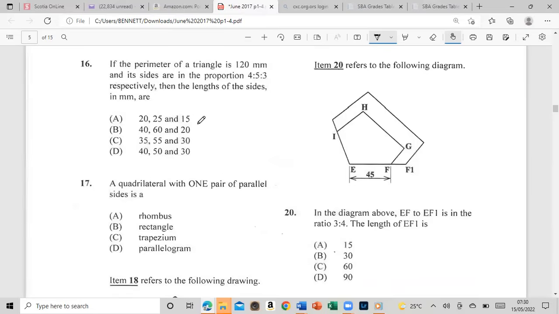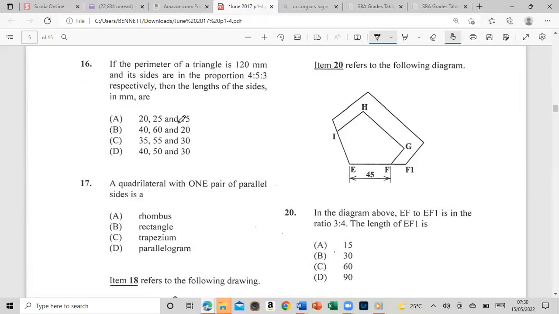All right, let's move on to number 16. Number 16 says if the perimeter of a triangle is 120 millimeters and its sides are in proportion 4, 5, 3 respectively, then the lengths of the sides in millimeters are. Okay, so guys, this is a ratio. I'll work it out so we can investigate the numbers. Look at the order 4, 5, 3. So you have medium, big, and small.